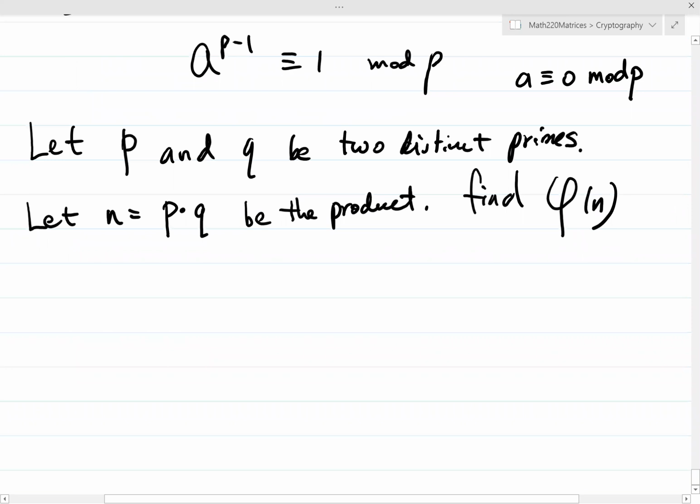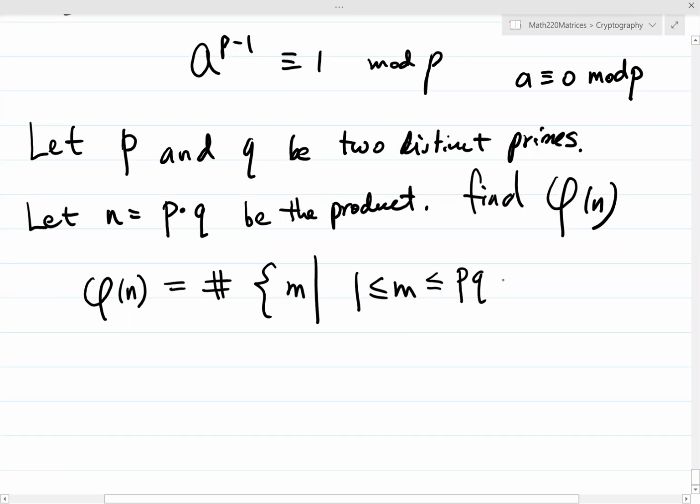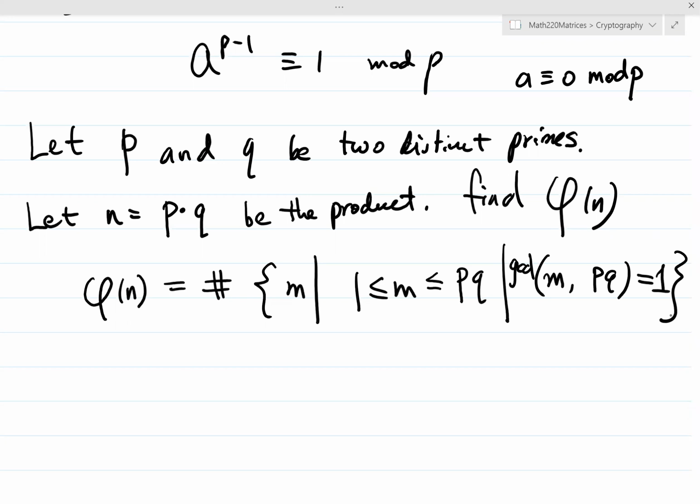Okay, remember, phi N counts the number of elements from 1 to the number N, where N is equal to PQ, such that M and PQ are coprime, meaning the GCD, greatest common divisor, is 1. So we count how many numbers lie between 1 and PQ such that they are coprime to PQ.